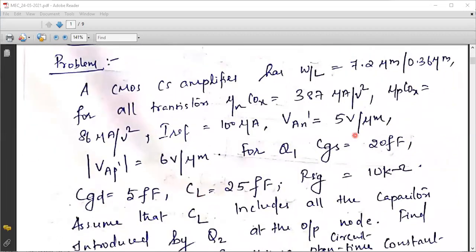Before that, we will check the questions one by one. This is the aspect ratio, that is width to length. The width of the MOSFET is 7.2 micrometer, that is the channel width, and the channel length is 0.36 micrometer. For all the transistors, Kn dash is the same. It is 387 microampere per volt square for NMOS, and for PMOS, it is 86 microampere per volt square. And the reference current is 100 microampere.